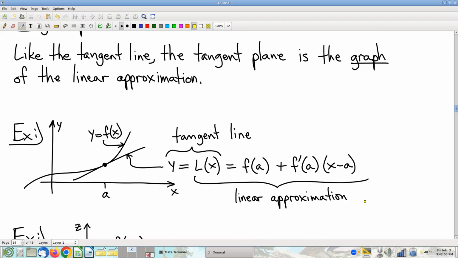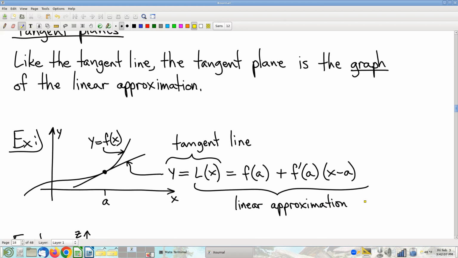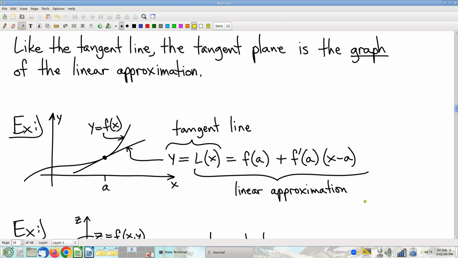Flashback to single variable calculus again. I hope you all remember tangent lines. Recall that a tangent line is closely connected to a linear approximation. In single variable calculus, the tangent line and the linear approximation are very often conflated. We have to be more careful than that here.